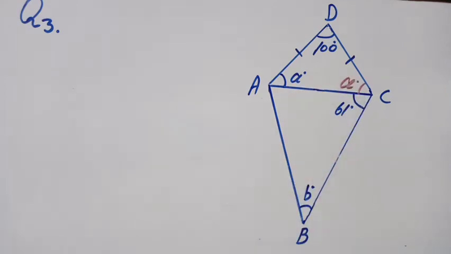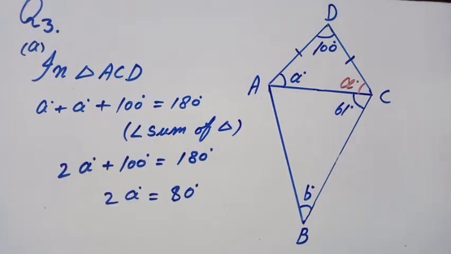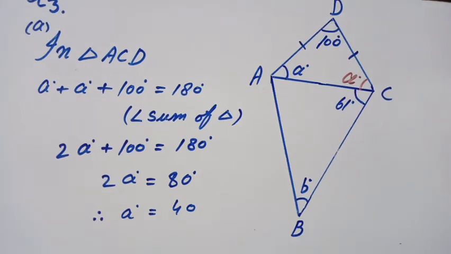So now consider the triangle ACD. In the triangle ACD, sum of all the internal angles of a triangle equal to, yes, equal to 180. Now solve it just like an equation. Now 100 shifted to the other side with change in its sign, dividing both the sides by 2, A equal to 40 degree. Hence we have found the value of A equal to 40 degree.